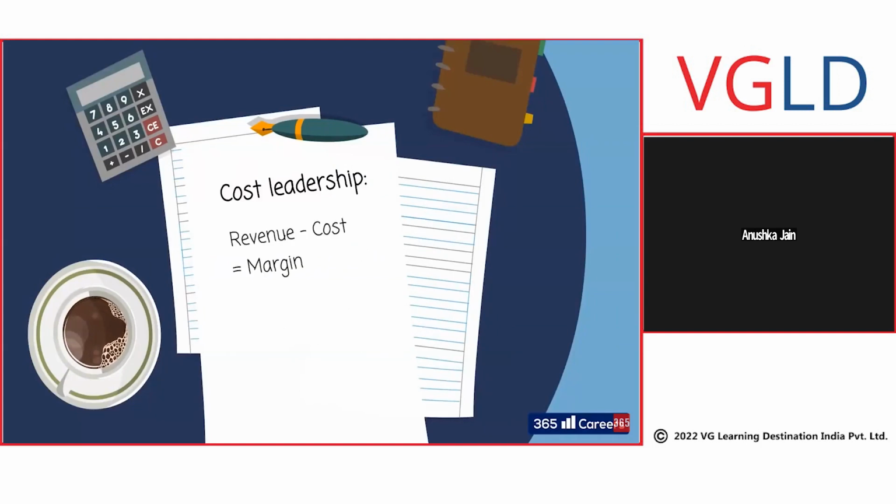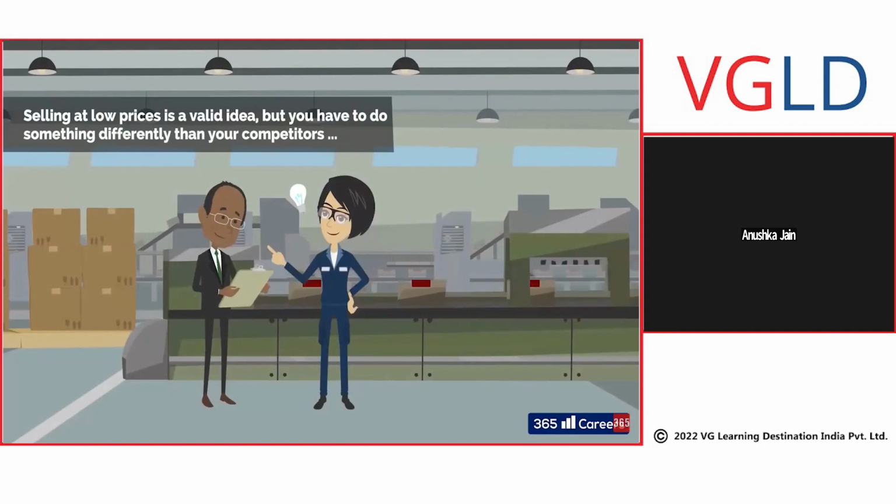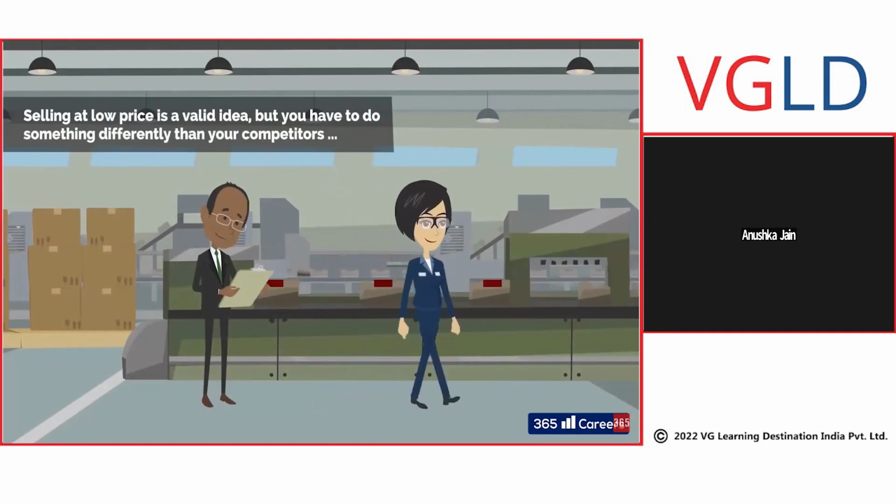A margin is formed by the revenue obtained from the sale of a product minus the cost sustained to produce the product. So, a cost leadership strategy means more units sold and a lower margin per unit. Selling at prices lower than competitors is a valid idea. However, companies must find a way to do that.